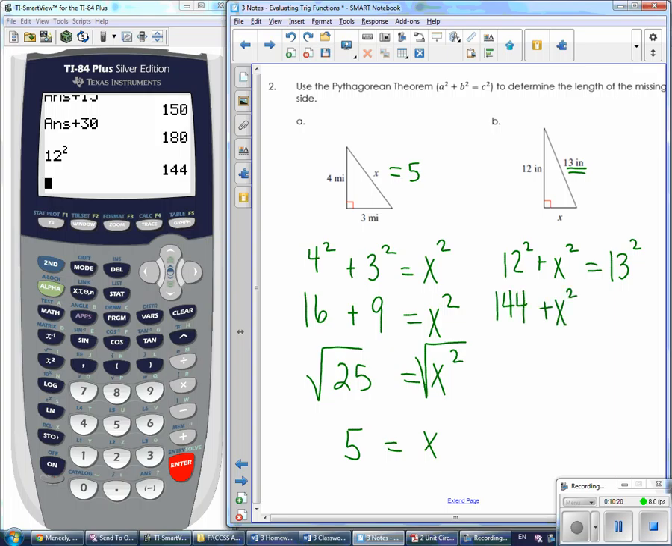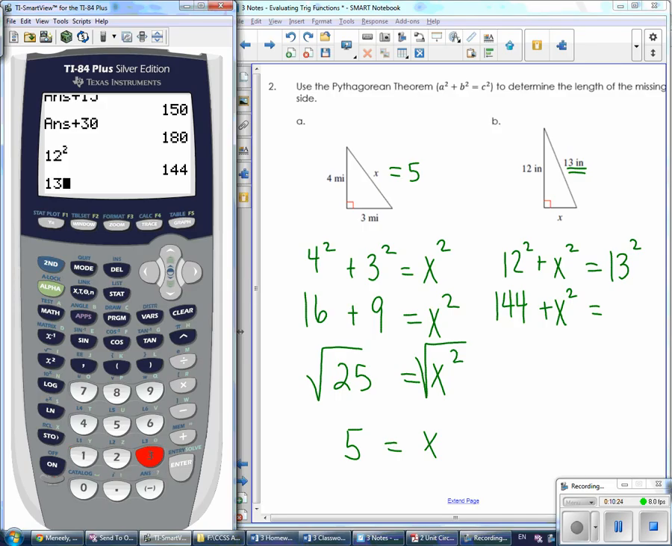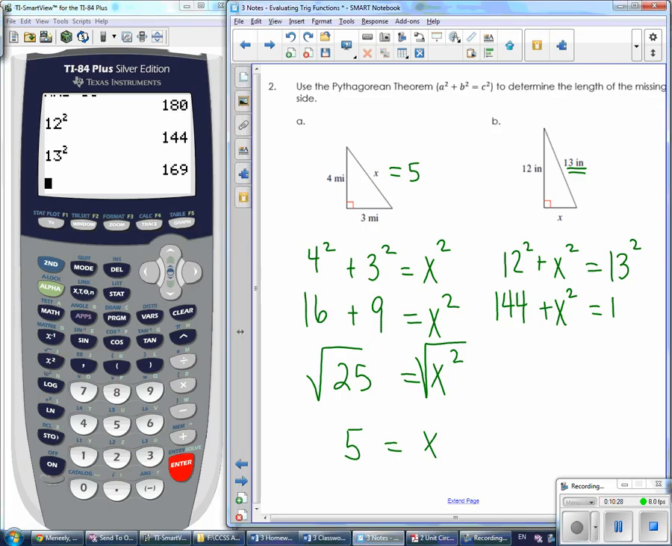12 squared is 144. Obviously, we don't know what x is yet. And 13 squared is 169. So those are two perfect squares that you need to remember. So maybe put a little star next to letter B to remind yourself to remember these, because this is a problem that you will not be able to use a calculator on.